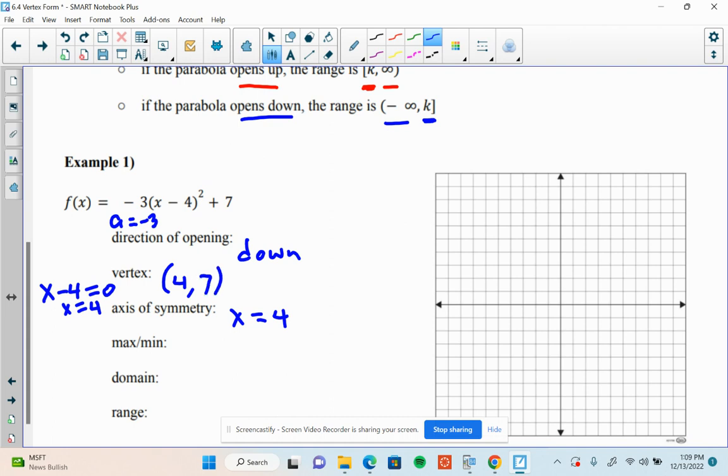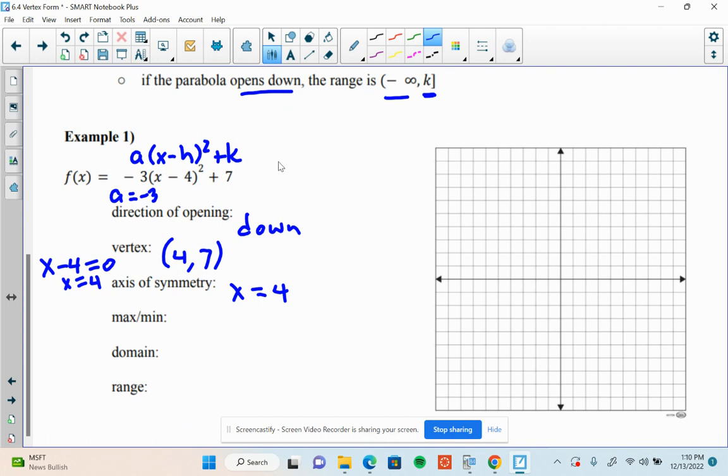So the vertex, h comma k: there's the a, there's the h, there's the k. h is 4, k is 7. The maximum or minimum: because it opens down, we have a max value. Remember, if it says value, we want just the y. The maximum value would be the 7. If we want a point, then give the point 4, 7.